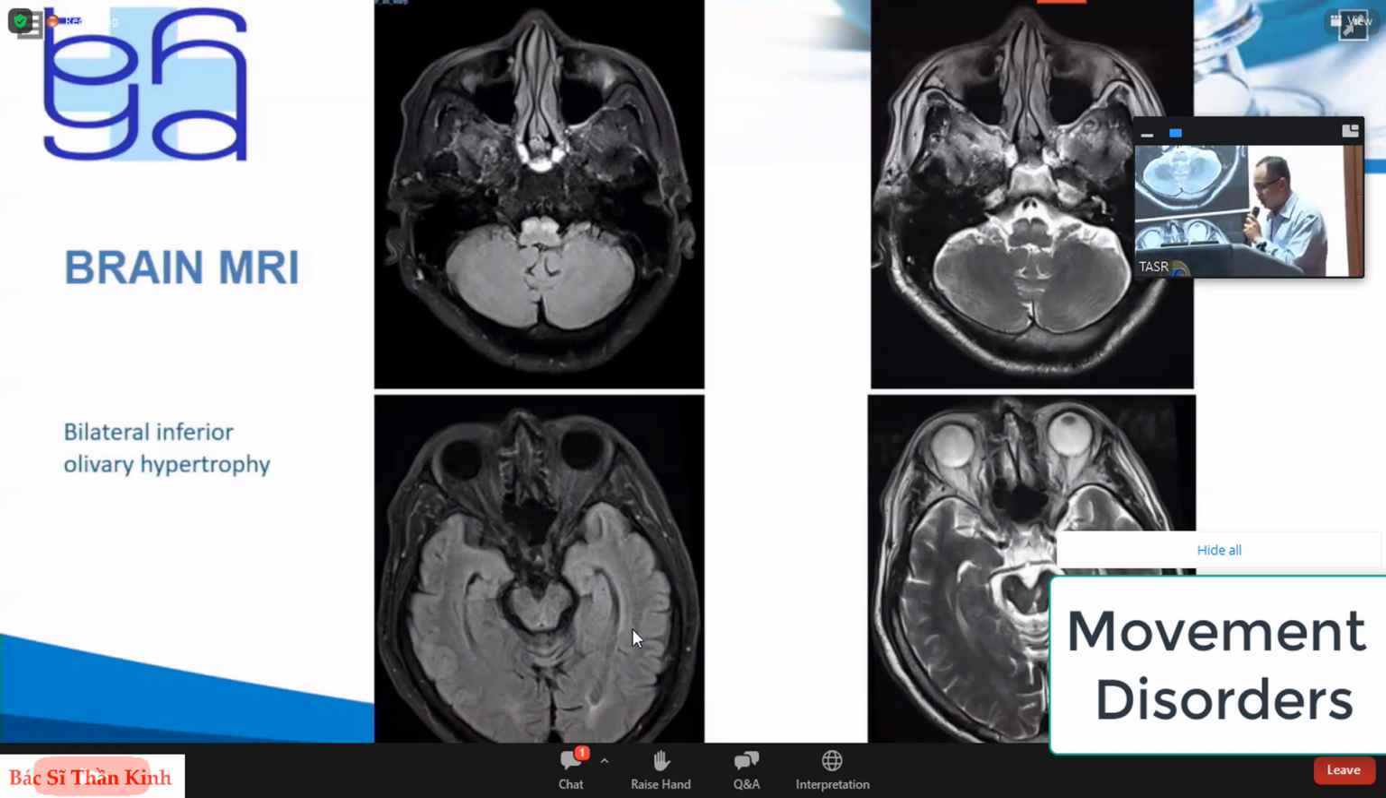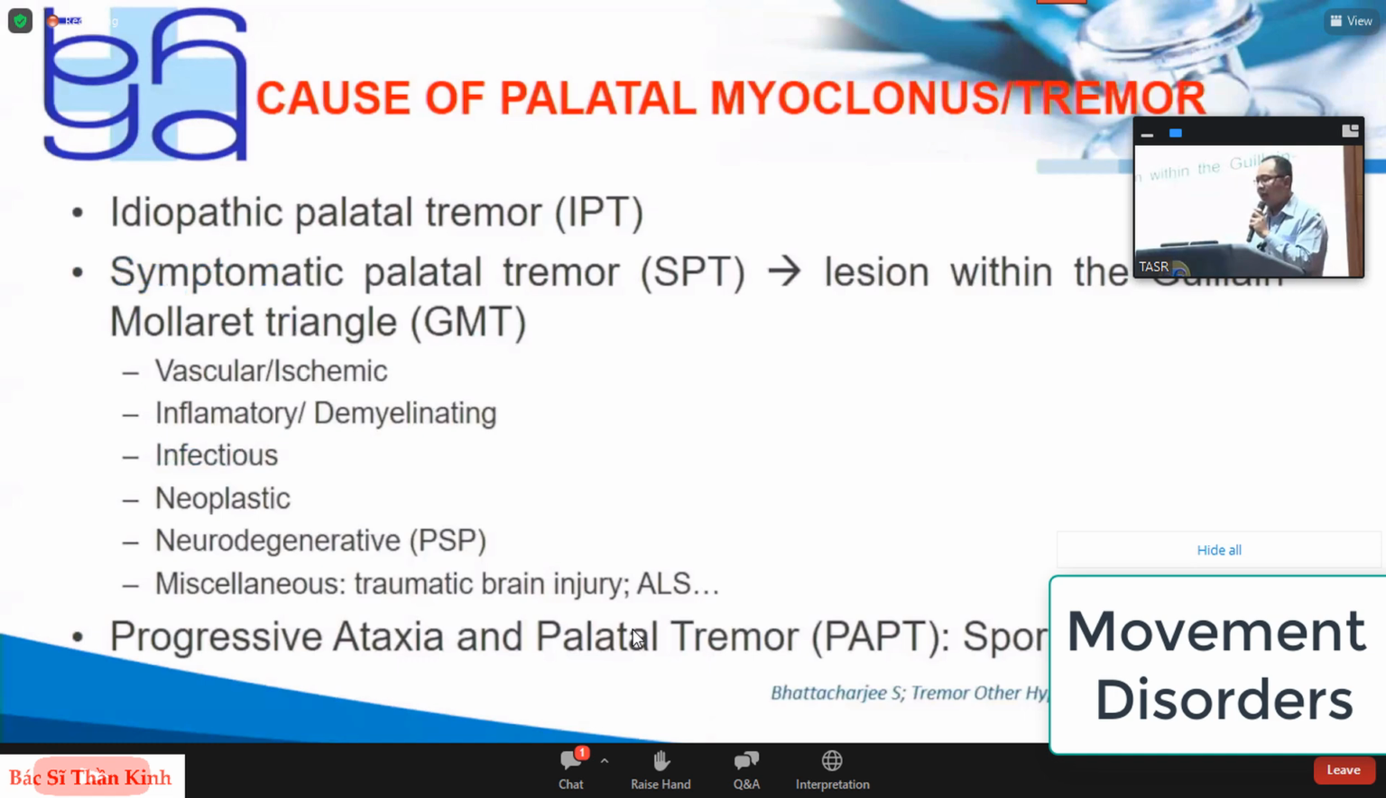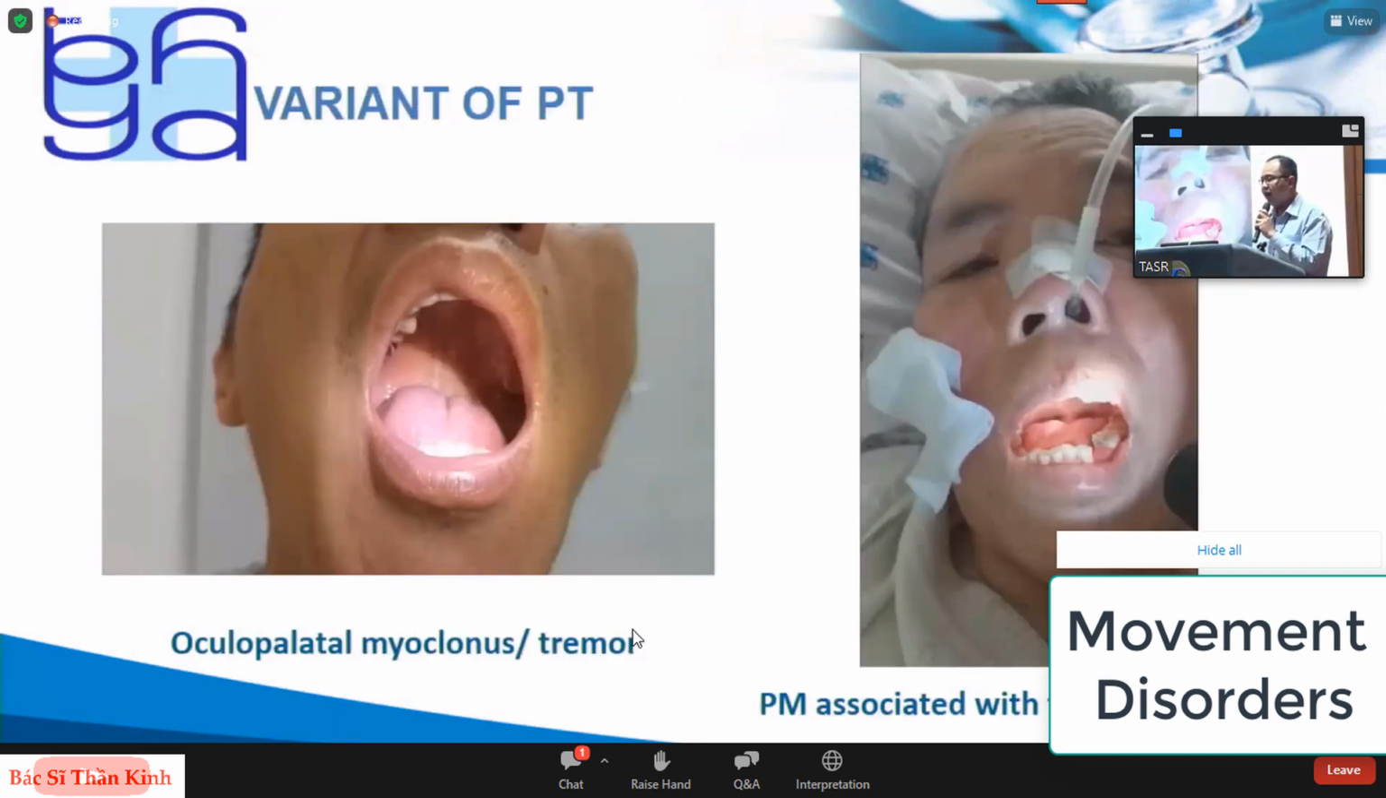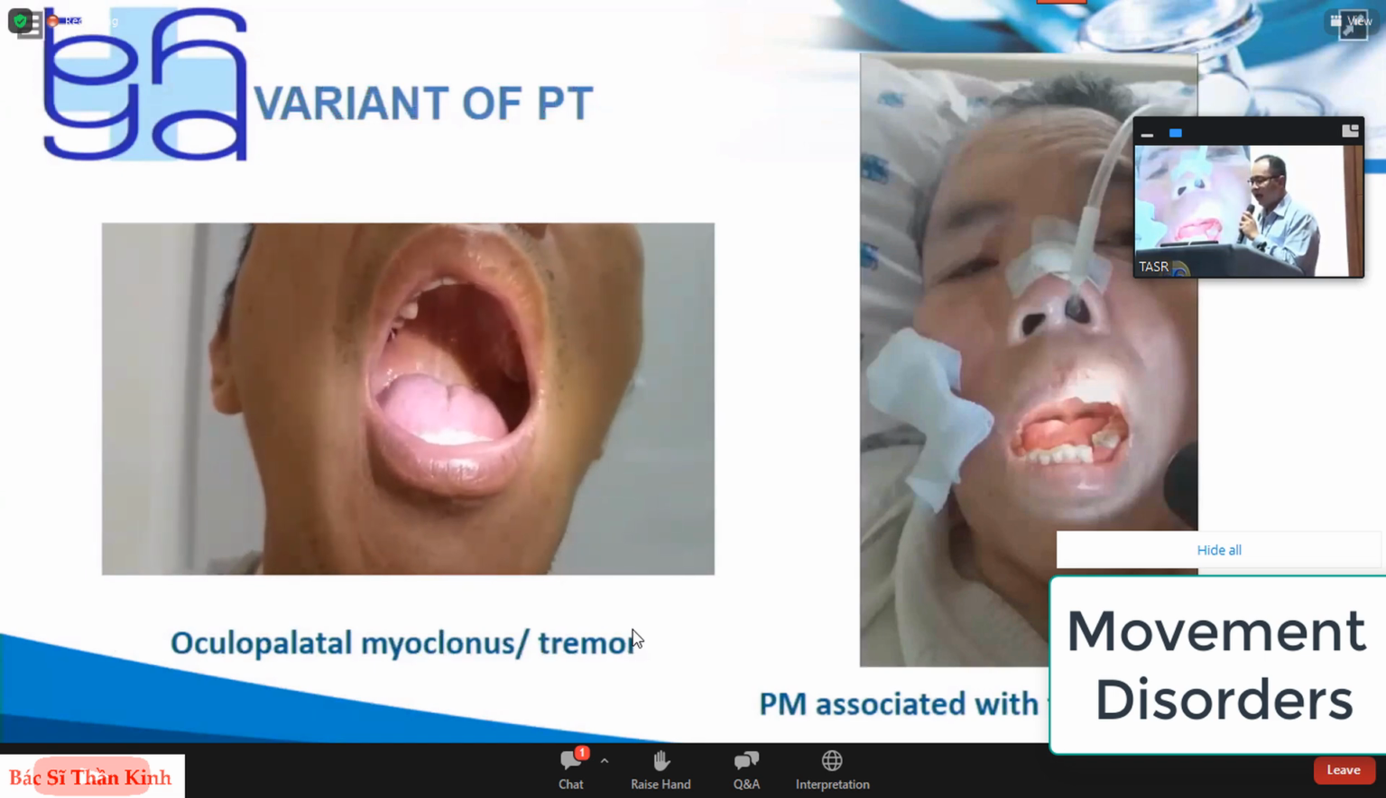As you can see in this slide, there are many causes of palatal tremor or palatal myoclonus: idiopathic, symptomatic, and in some cases degenerative or genetic. There are also some new variants, or rather other clinical manifestations, that can be associated with palatal tremor.